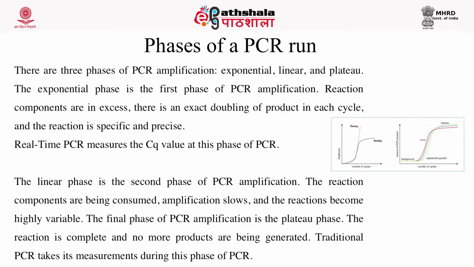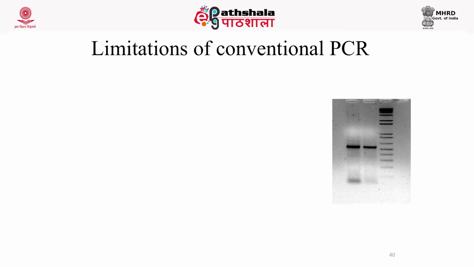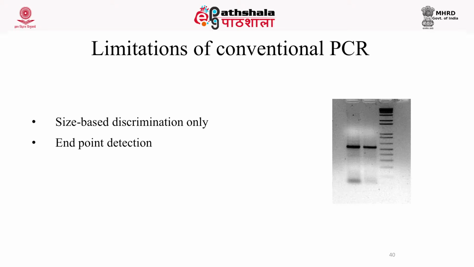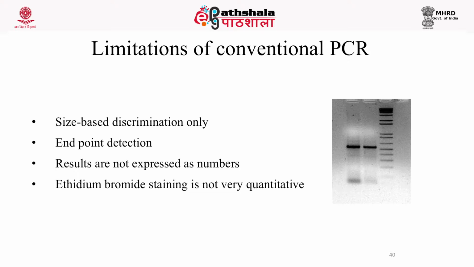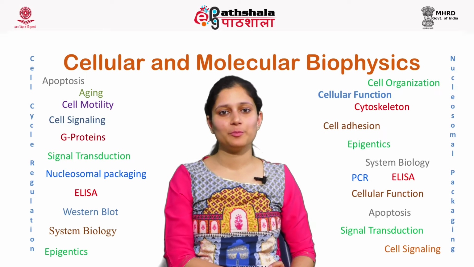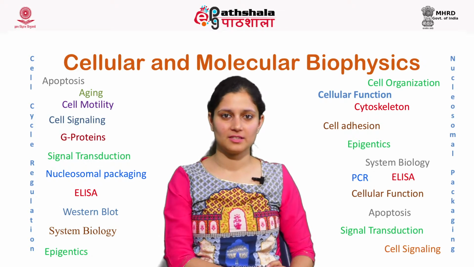This is one of the limitations of PCR. The other limitations of conventional PCR include size-based discrimination only, which can be seen by doing a gel electrophoresis after the PCR run is complete. Also, it is an end-point detection assay. We cannot know the amplification during each cycle of the PCR reaction. The results are not expressed as numbers and we have to do a gel run to find out if our PCR was successful or not. The double-stranded DNA dye, which is utilized for quantification of conventional PCR, is ethidium bromide, and ethidium bromide staining is semi-quantitative. An improvement over the conventional PCR is the real-time PCR.